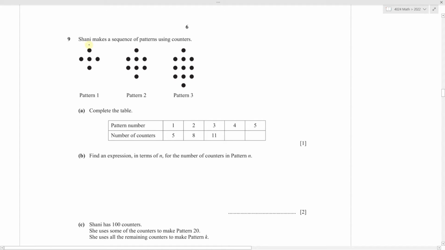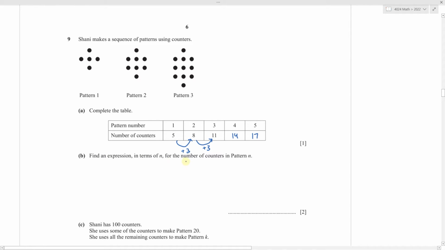Question number 9. Shani makes a sequence of patterns using these counters. So you have to complete the table. Pattern number 1 has 5 counters. Pattern number 2 has 8. Pattern number 3 has 11. So if you look at the next pattern, every time you're adding 3 counters to get the number of counters in the next pattern. So 11 plus 3 will be 14. 14 plus 3 will be 17.